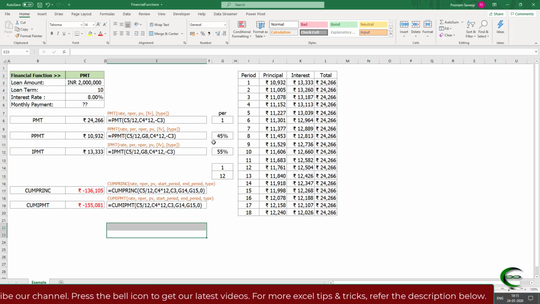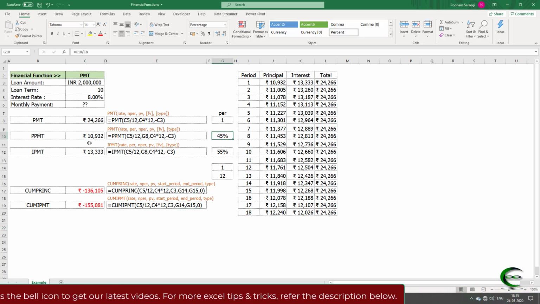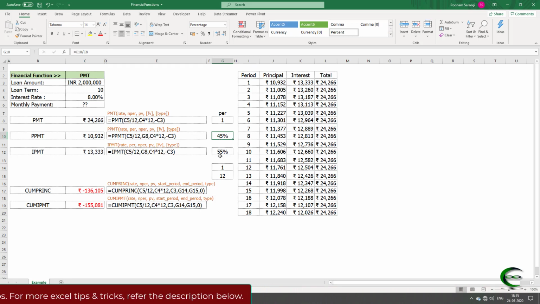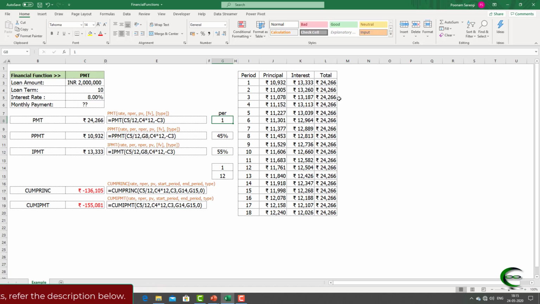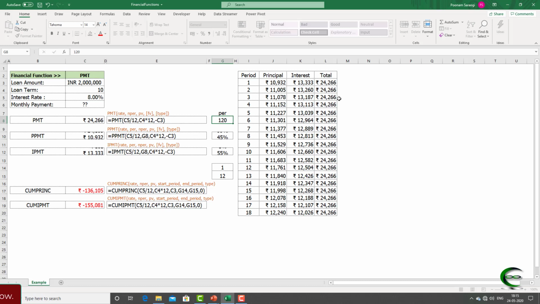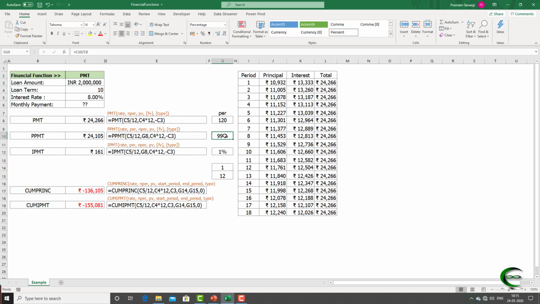As I told you, gradually your principal increases and interest decreases. If I check the percentage of principal and interest in your last EMI, it is 99% principal and only 1% interest. Hope it will help. Thank you.